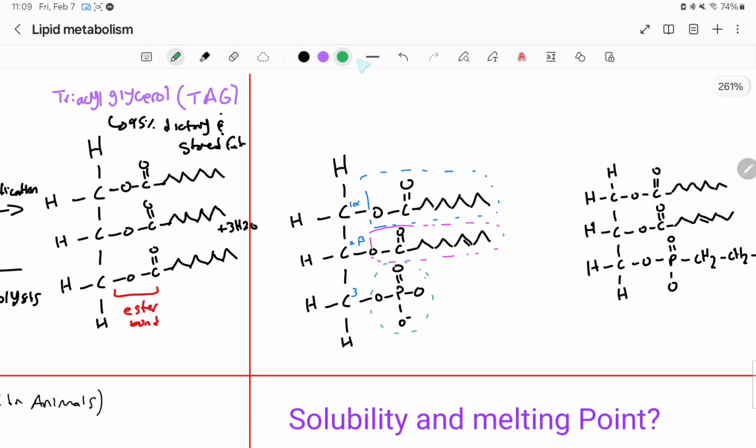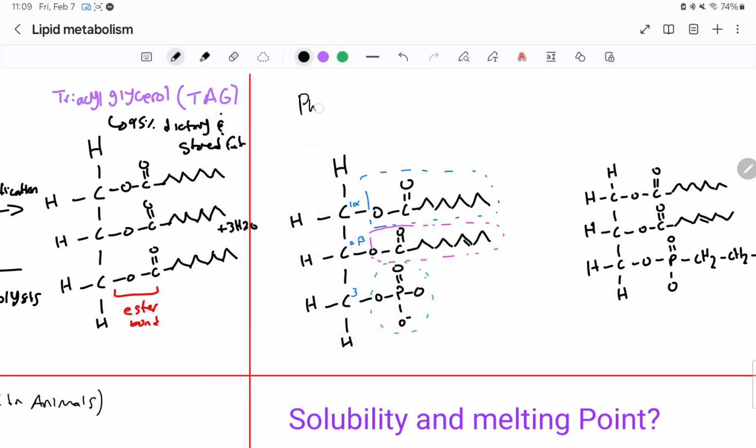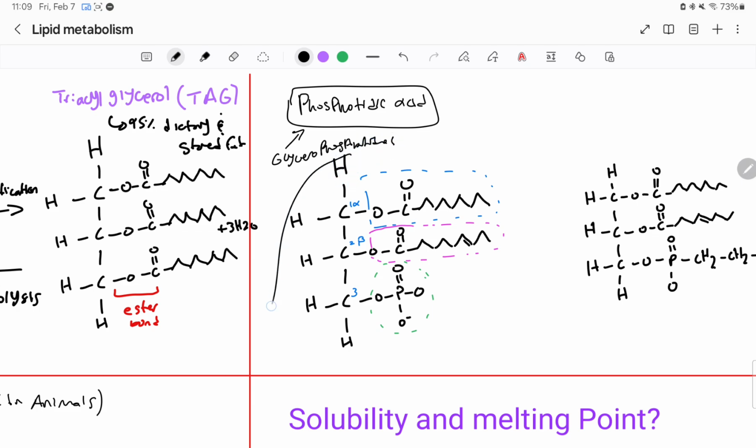Why is this important? Well, first of all, we actually call this guy a phosphatidic acid. So this is not a phospholipid at this moment. This is a phosphatidic acid. Sometimes you might see this group of phosphatidic acids be called glycerophosphatides, and that's because they just have a glycerol backbone and they have a phosphate.